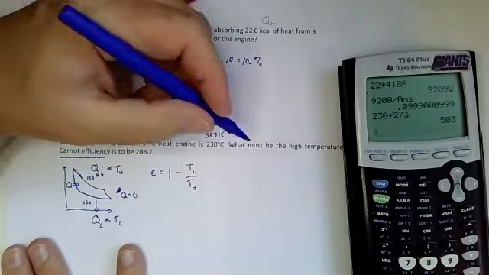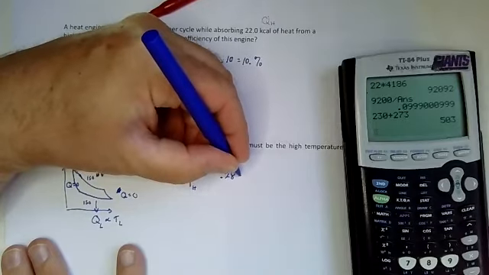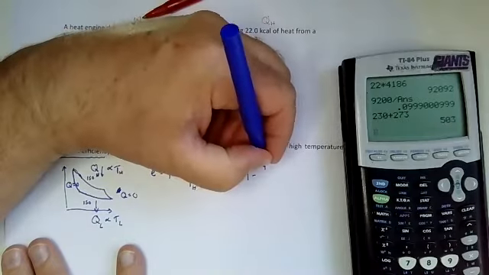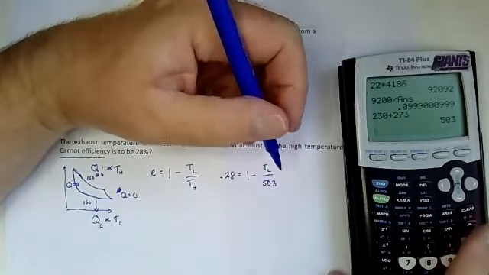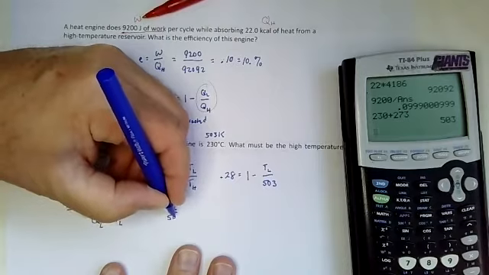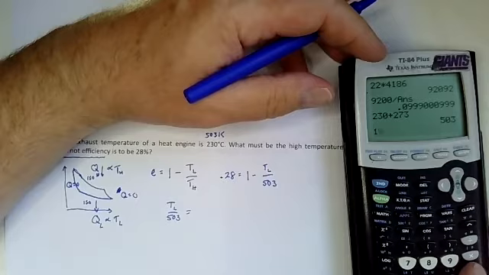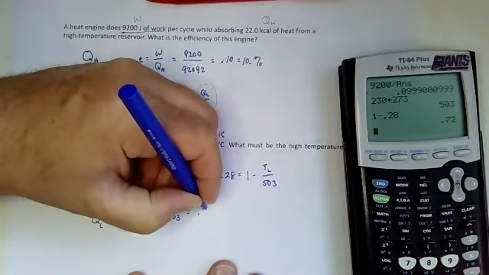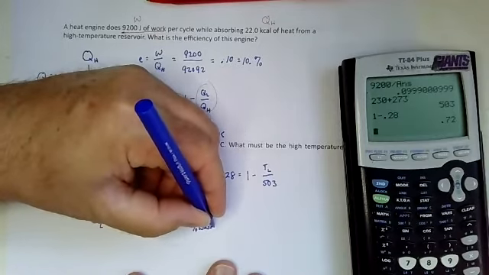Okay, and now we want the Carnot efficiency to be 28%, so this is 0.28. It's equal to 1 minus TL over TH, and the high temperature is 503, so we're looking for TL. Great, so we rearrange this equation, and I have TL over 503 equals 1 minus 0.28, which is 0.72. Again, percent wasted.